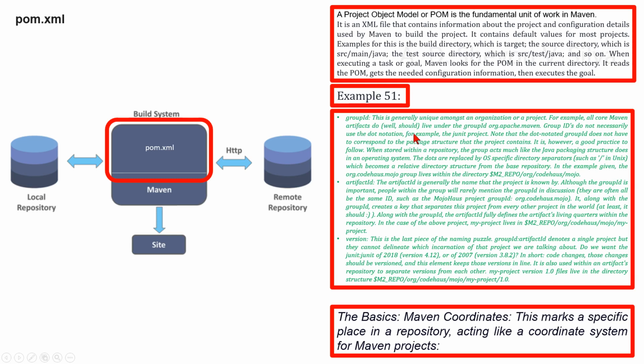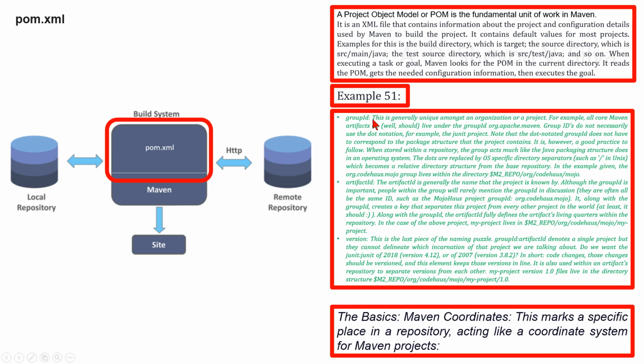Group ID. This is generally unique amongst an organization or a project. For example, all core Maven artifacts live under the group ID org.apache.maven. Group IDs do not necessarily use the dot notation, for example the JUnit project. Note that the dot notation group ID does not have to correspond to the package structure that the projects contain. It is, however, a good practice to follow.